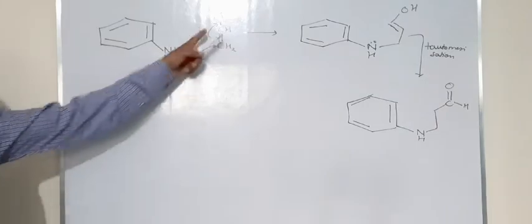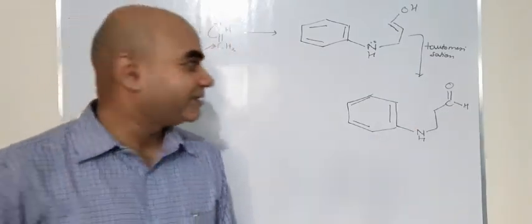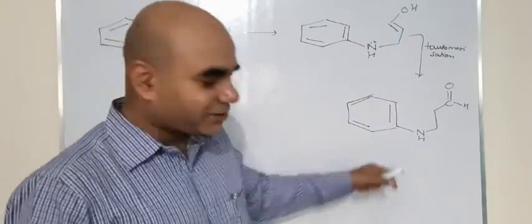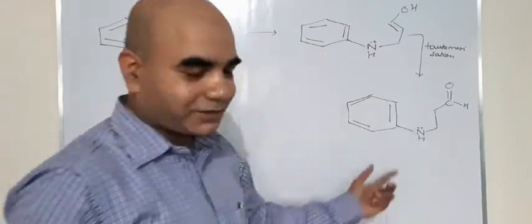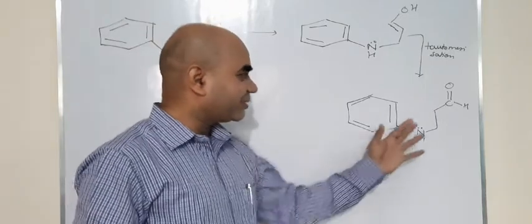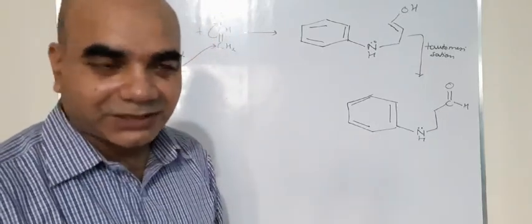Not keto, because there is a hydrogen here, so it will be an aldehyde, tautomerized. This is a very important intermediate and it has been isolated successfully, and that is characterized, showing that there is a formation of this aldehyde during the process of Skraup synthesis.